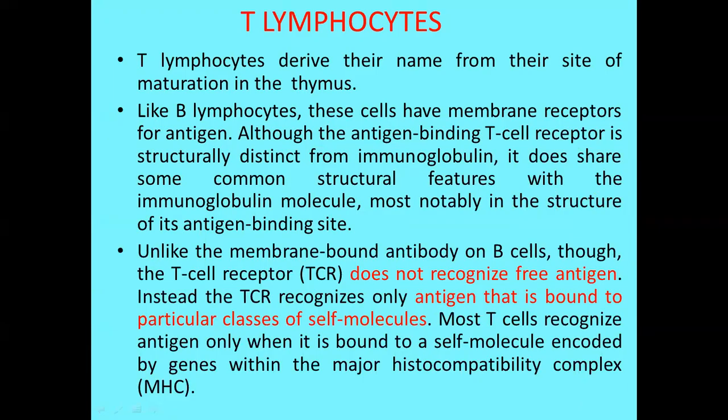Unlike the membrane-bound antibody on B cells, the T cell receptor does not recognize the free antigen; it recognizes the antigen only when it is bound to particular classes of self molecule. That is why B cells are responsible mostly for humoral immunity, and T cells are responsible for cell-mediated immunity. Most T cells recognize antigen only when it is bound to a self molecule encoded by genes within the major histocompatibility complex. So what is this major histocompatibility complex? In the next presentation, I will explain it.